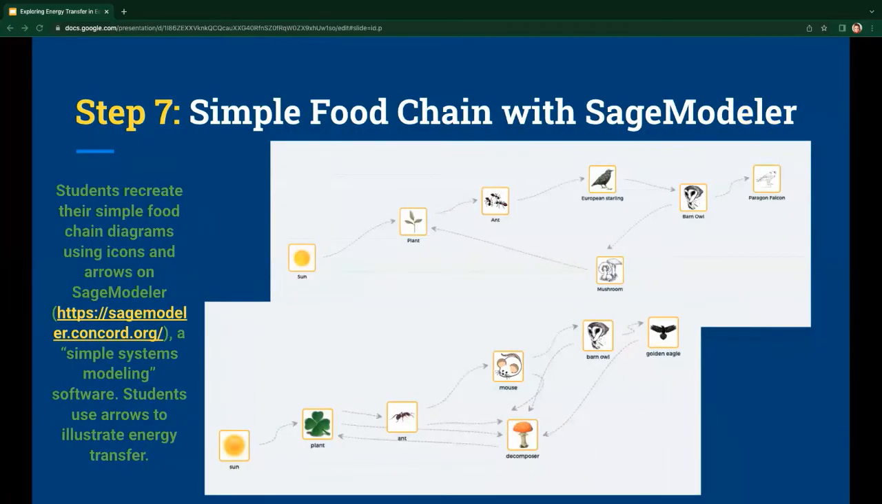Here are two basic food chains created by students using Sage Modeler. Here, they have added to their original food chain diagrams by including decomposers and including more arrows indicating the direction of energy transfer.